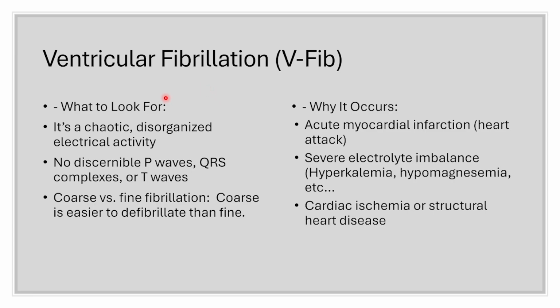So for VFib, or ventricular fibrillation, what are we looking for? Well, it's a chaotic, disorganized electrical activity. There's no discernible P waves. The QRS complexes or T waves can either be coarse or fine fibrillation, and you're going to see fine fibrillation almost matches up with asystole. Coarse is easier to defibrillate than fine, it's just more simple to recognize.